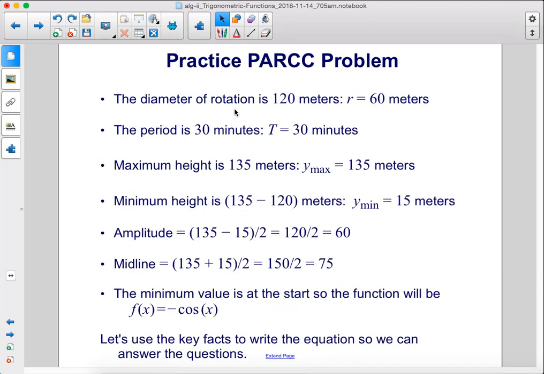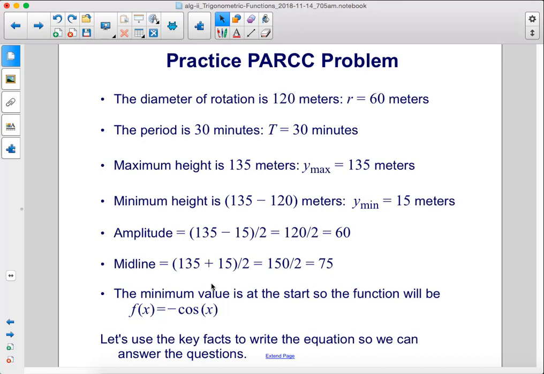The diameter of rotation is 120 meters, so the radius is 60 meters. The period is 30 minutes, so capital T equals 30 minutes. The maximum height is 135 meters, so we set y max to 135 meters. The minimum height is 135 minus 120 meters, which is 15 meters. The amplitude is (135 minus 15) divided by 2, so that's 120 divided by 2, which is 60.